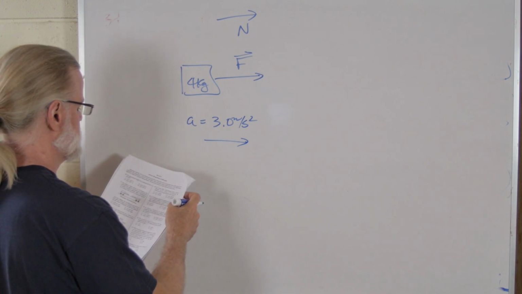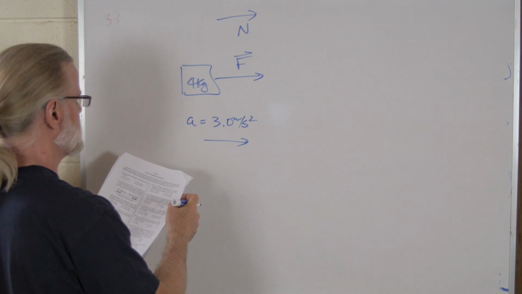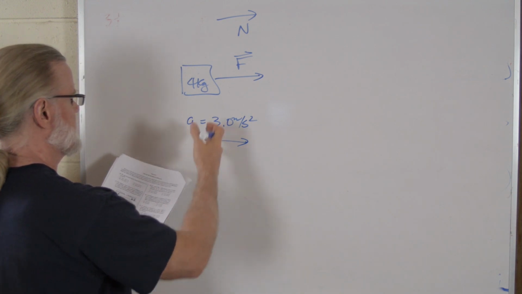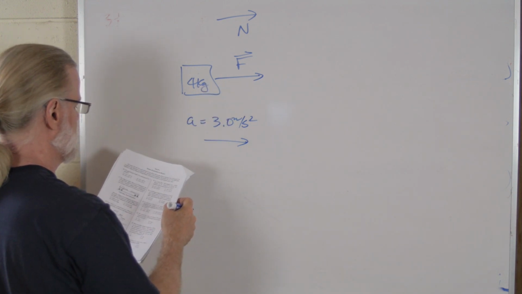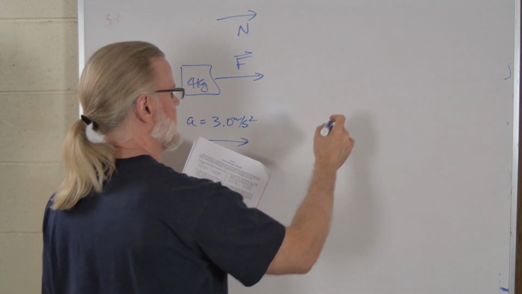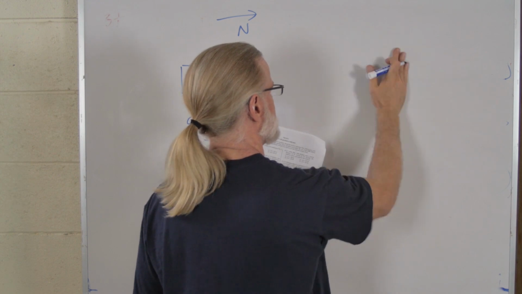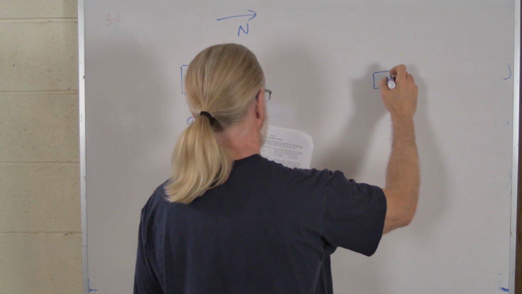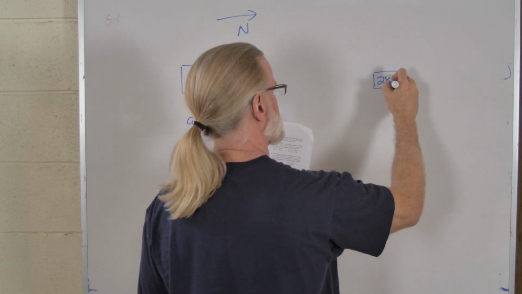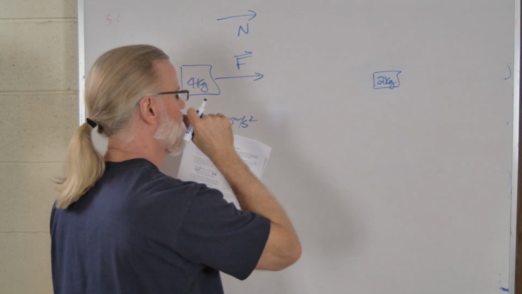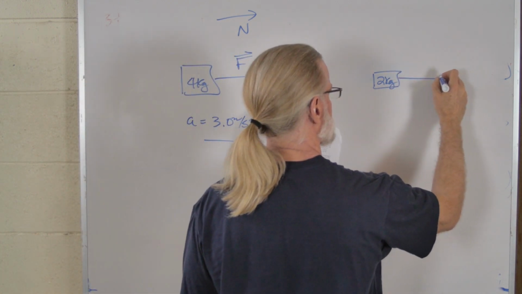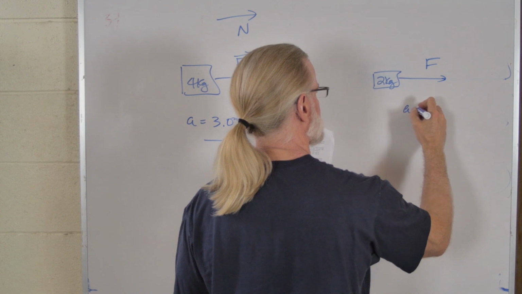The same unbalanced force, all right, it's unbalanced, there we go, is acting on a 2 kilogram object. 2 kilograms. Maybe I'll make it smaller. Made out of the same stuff, so it would have half the volume. 2 kilograms. Same unbalanced force, F. What is the acceleration?